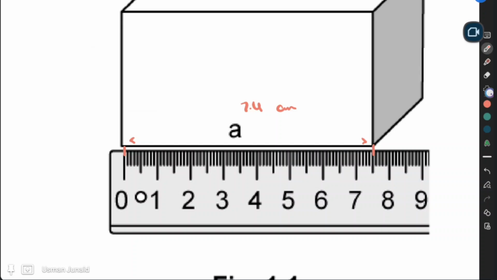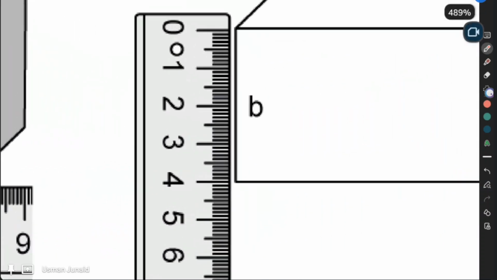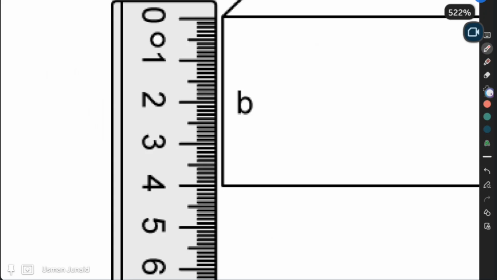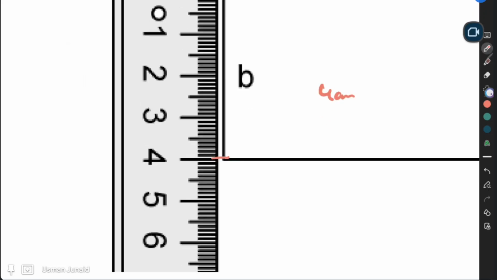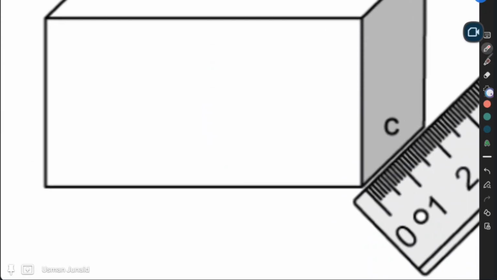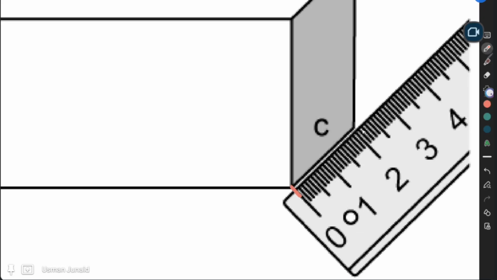Right? Can you tell me the measurement for B, the length B? It's starting at 0. So, here we can check the exact measurement. 4 centimeter. How much? 4. 4 centimeters, yeah? Yeah. And then how much is this? 2 centimeter. Look closely. 2.1 centimeter.